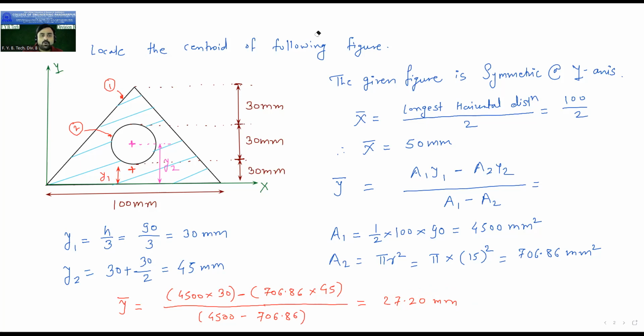So the centroid of this whole figure will be situated at a distance of x bar is equal to 50 mm, so from y axis 50 mm. So this is this center line. And y bar is equal to 27 means, see, this is 30, so below that, somewhere here, the centroid will be there. This diagram is not accurate up to the points, but below these two, you will get the centroid of this total figure.